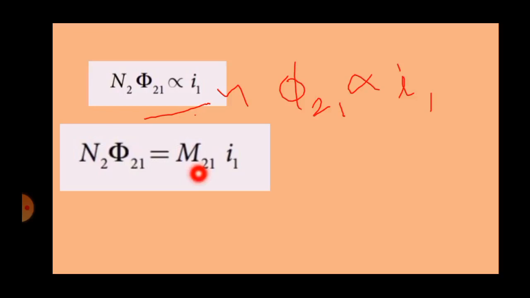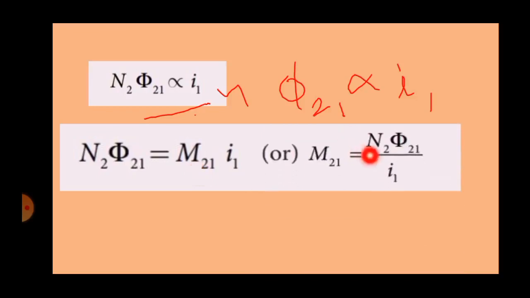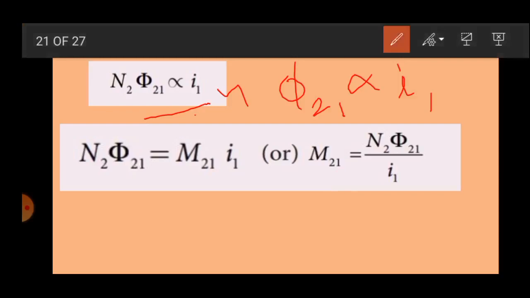Understand students? Okay. Now calculate the mutual inductance of the coil. The coefficient of mutual inductance M21 is equal to N2 phi 21 divided by I1. So this is called the coefficient of mutual inductance. Okay. Now if 1 ampere current, taking this as the I1 value, flows through coil C1, coil 1.